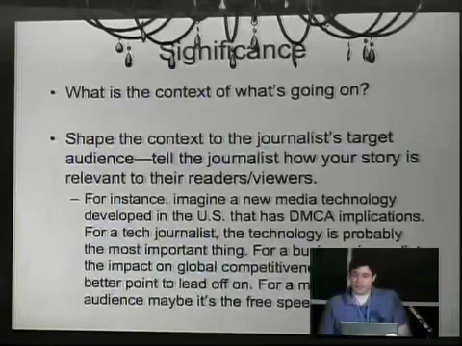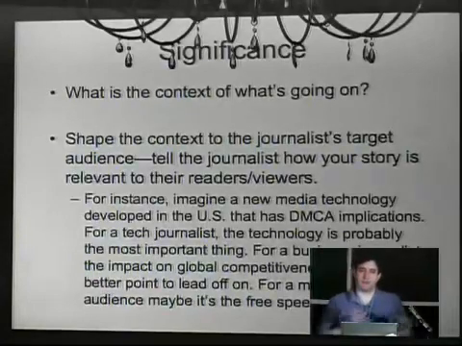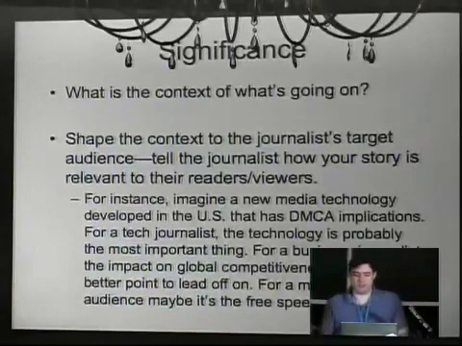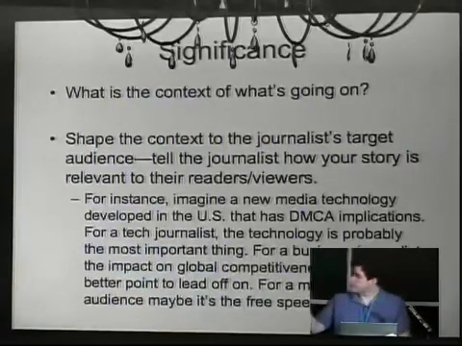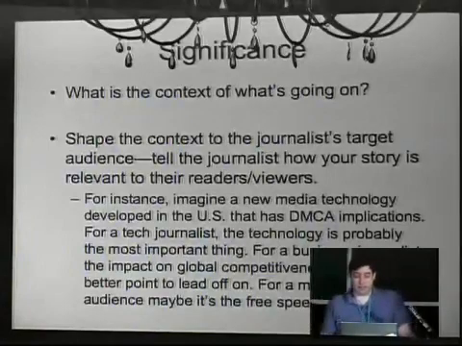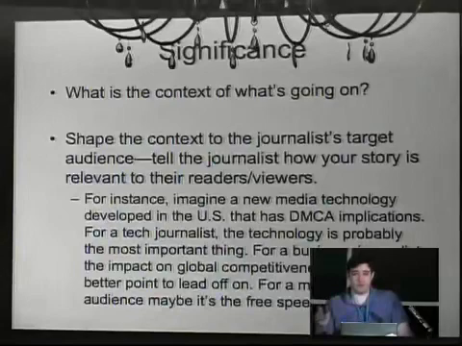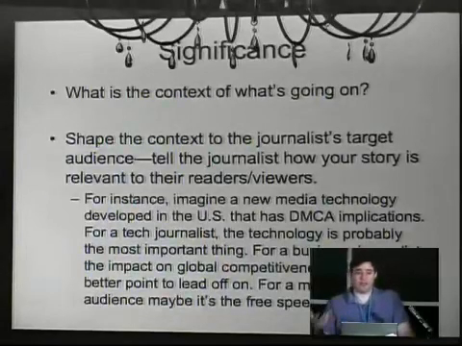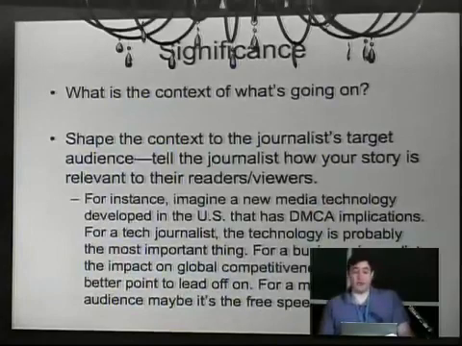Now I'm at Discover Magazine, I don't quite go into that detail, but it's still a science and technology magazine, so I can take a certain amount of technical stuff. The example here is to imagine a new media developed in the US that has Digital Millennium Copyright Act implications. If I'm talking to a business journal, say somebody from The Economist, you might want to talk about the impact on global competitiveness.